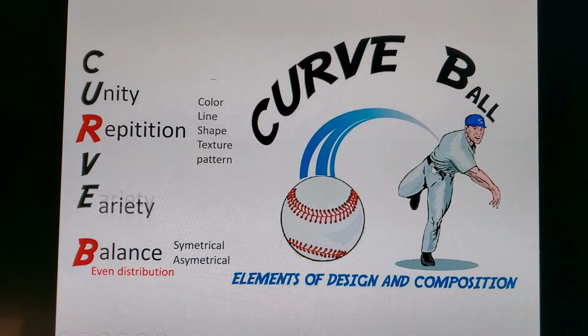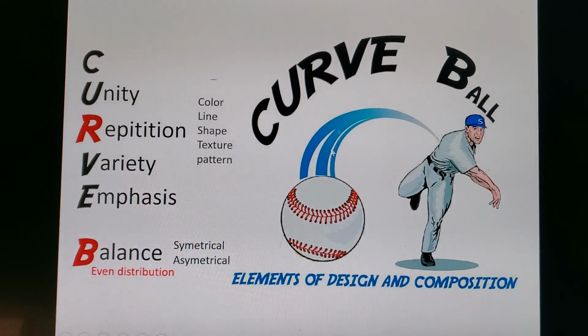So next we've got variety, and variety just means not everything's the same. So you've got blue here and blue, but then we also have red, and we got black, and we got light blue, and we got a skin color. So there's a variety of colors, variety of sizes in there, okay?